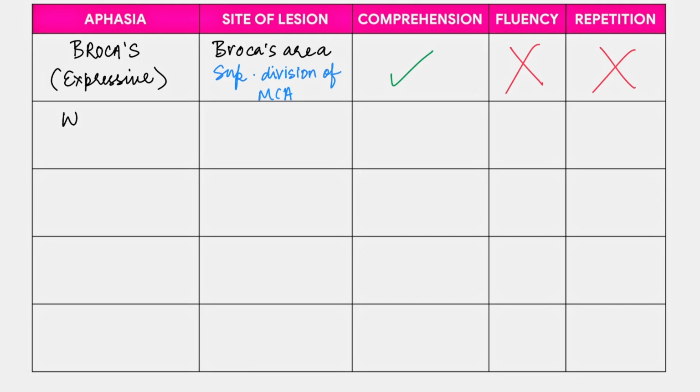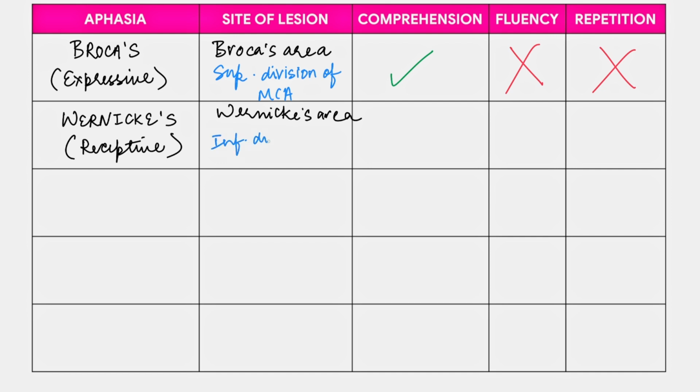Next, then we have Wernicke's aphasia, also called receptive aphasia. Again, the lesion will be in Wernicke's area, or as I said, if you want to be specific, it's the inferior division of MCA.